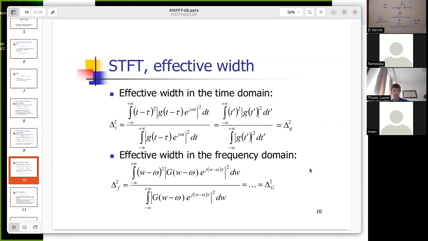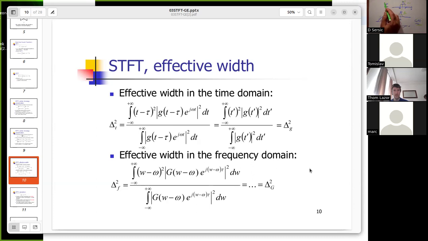I can just try to sketch it here. You would get some delta t in the time domain, and something similar you're going to get in the frequency domain. Of course, you have to calculate the Fourier transform. If it's Gaussian, it will be Gaussian as well. And then you have to calculate the width in the frequency domain.